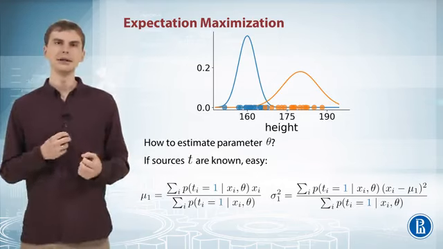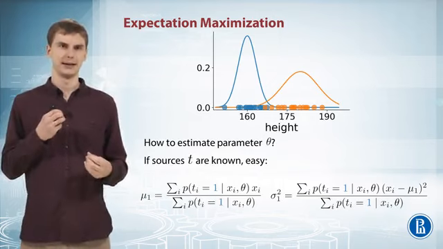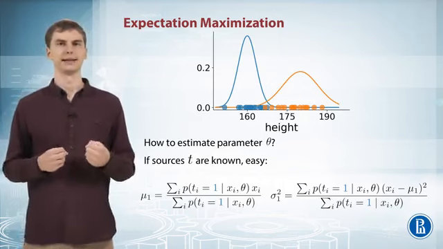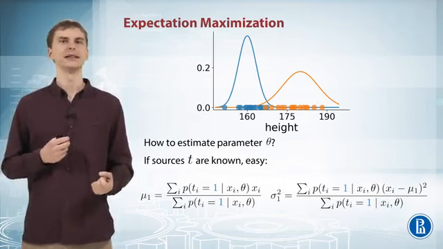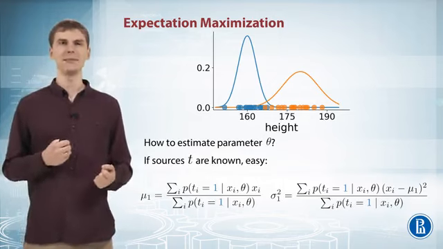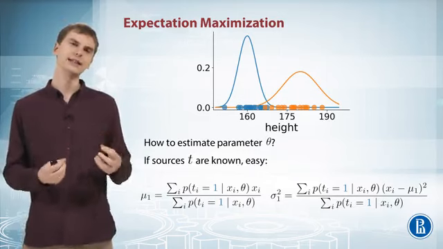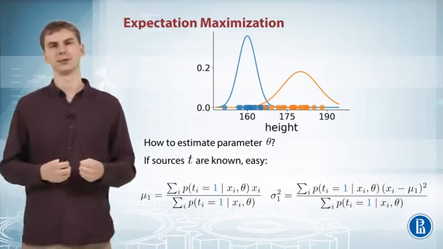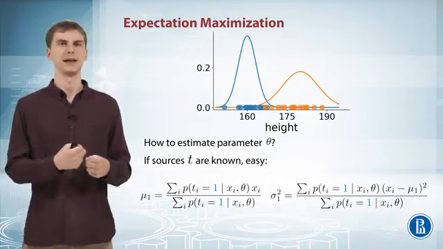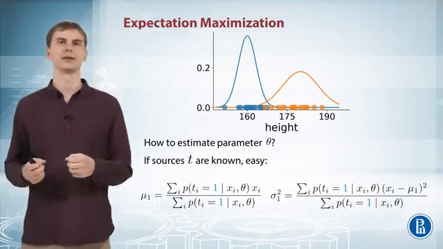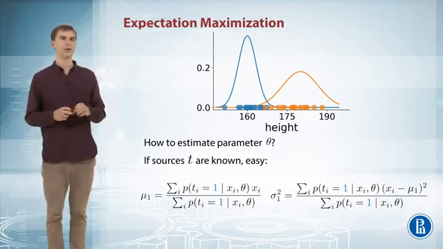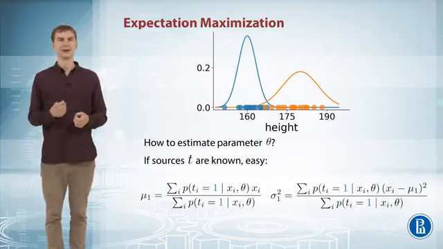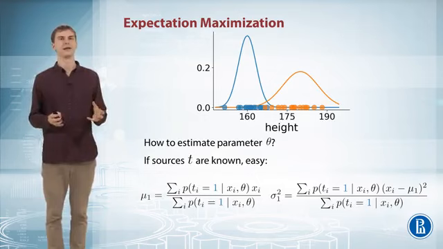But if the data point is, for example, P of T equals 1 is 0.8, it just means that this data point is kind of not certain. It thinks that it belongs to the blue Gaussian, but it's not sure. And so it will highly affect the position of the blue Gaussian and a little bit affect the position of the orange Gaussian. So we will derive these kinds of formulas later from more strict considerations, but now just believe me that if you know the posterior probability on T, you can easily estimate the parameters this way.